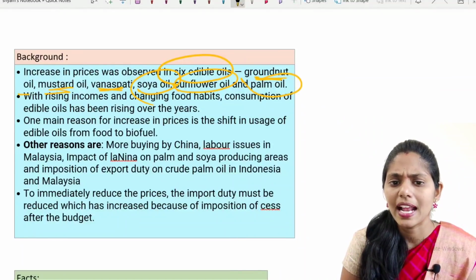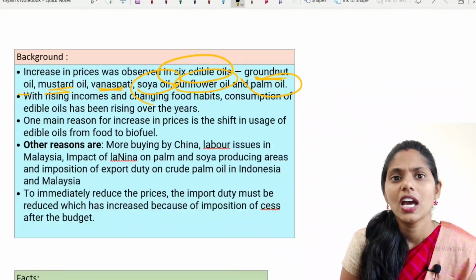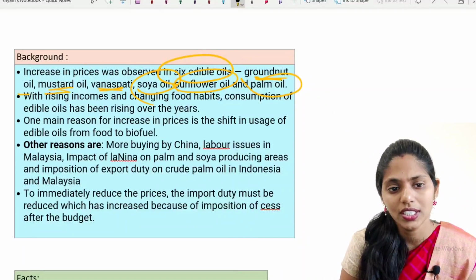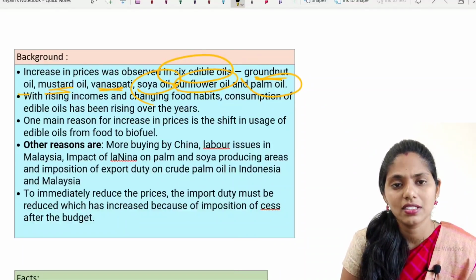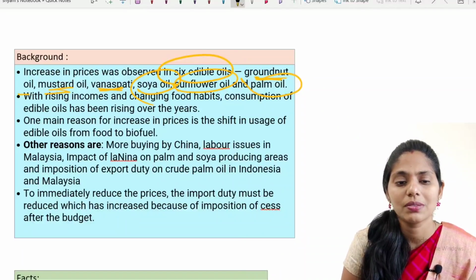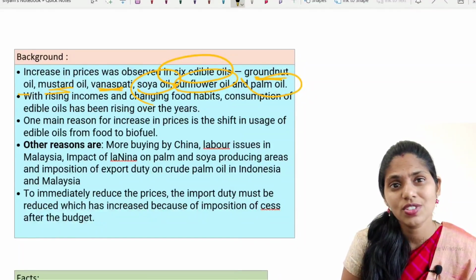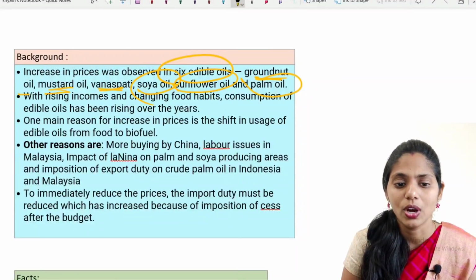With rising income and changing food habits, consumption of edible oils has been rising over the years. Because of the increasing income of people and changing food habits, consumption of edible oil has increased over the years. One of the main reasons for the increase in prices is a shift in usage of edible oils from food to biofuel. Other reasons include more buying by China, labor issues in Malaysia, the impact of La Nina on palm and soya producing areas, and the imposition of export duty on crude palm oil in Indonesia and Malaysia. These are some important reasons which mainly led to the increase in the price of edible oils.